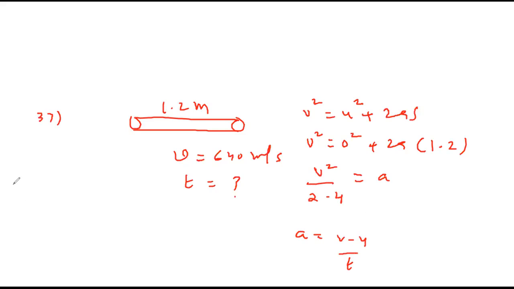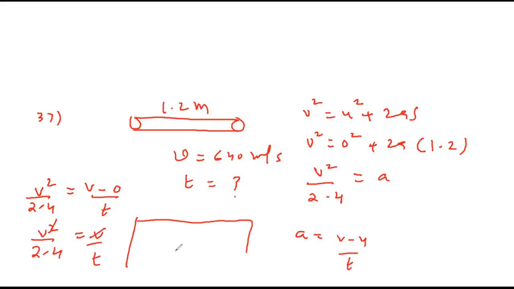I deliberately did not put the value in, I will put it at the end. So acceleration you got is v square upon 2.4. This is v minus 0 upon time, which we have to calculate. So v square upon 2.4 is v by t. V I can cancel. So from this, t equals 2.4 upon v, which is 640.